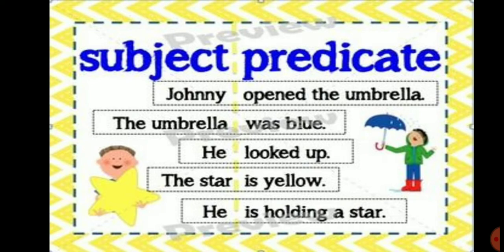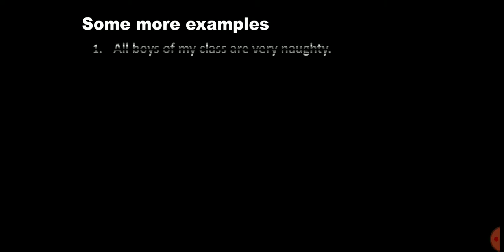Second sentence, the umbrella was blue. So, in this sentence, we are talking about the umbrella. So, the umbrella is the subject and was blue is the predicate. In the same way, the next examples: he looked up. The star is yellow. He is holding a star. Let's see some more examples.